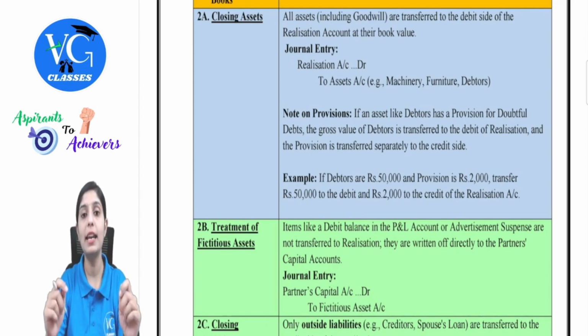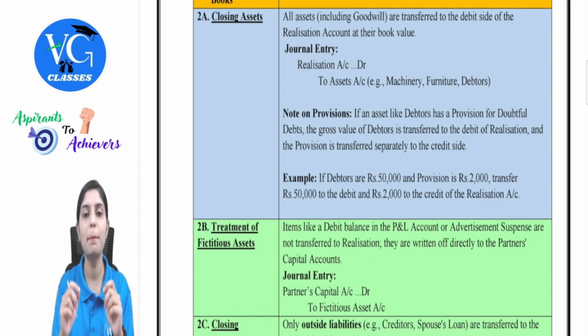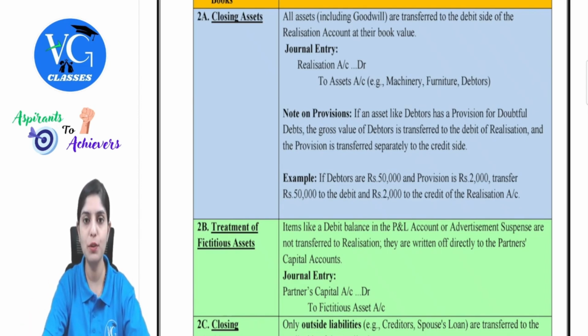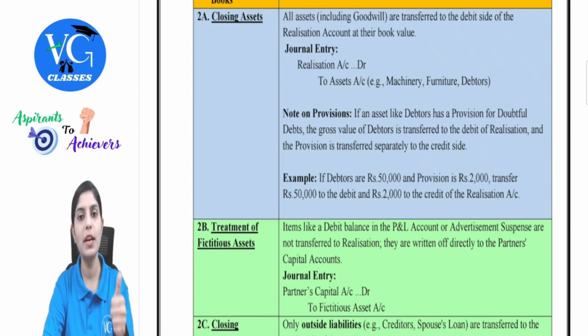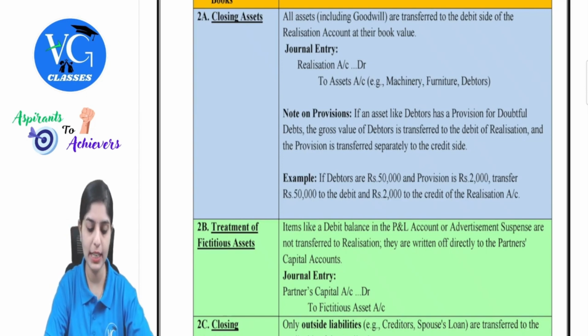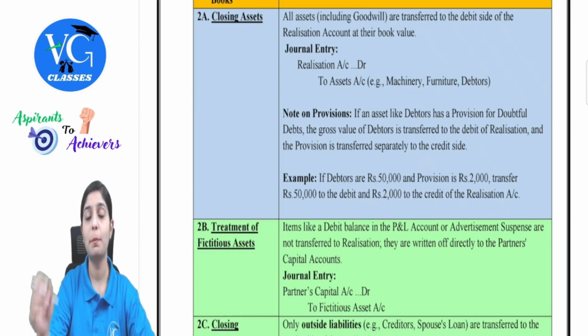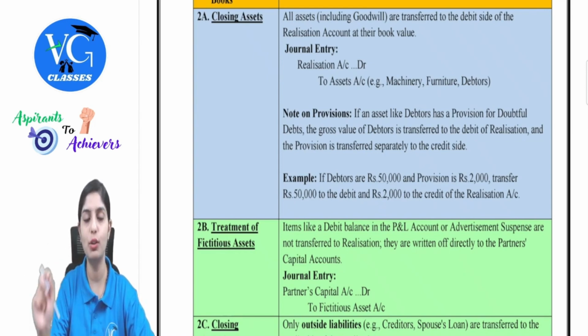So whatever balances were present in the partnership firm till now is nowhere going to be relevant in the future because there is no business being run. So therefore, the first aspect which we have considered is with respect to assets. So how do we close the assets? In this case, whatever we consider with respect to the normal assets, the same treatment applies for goodwill also.